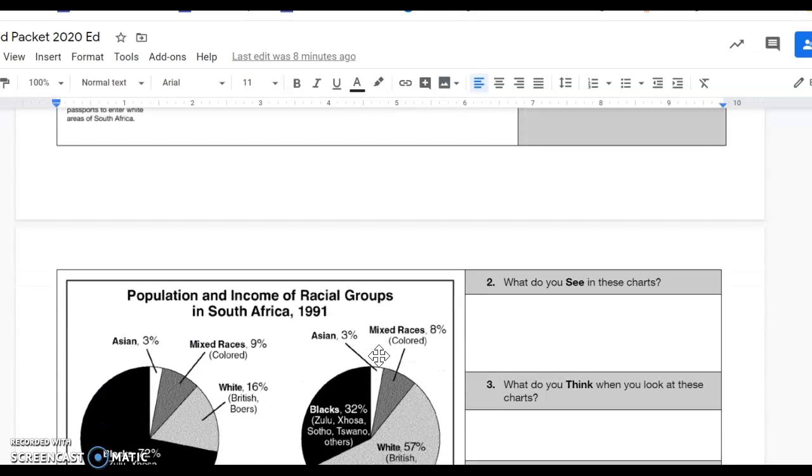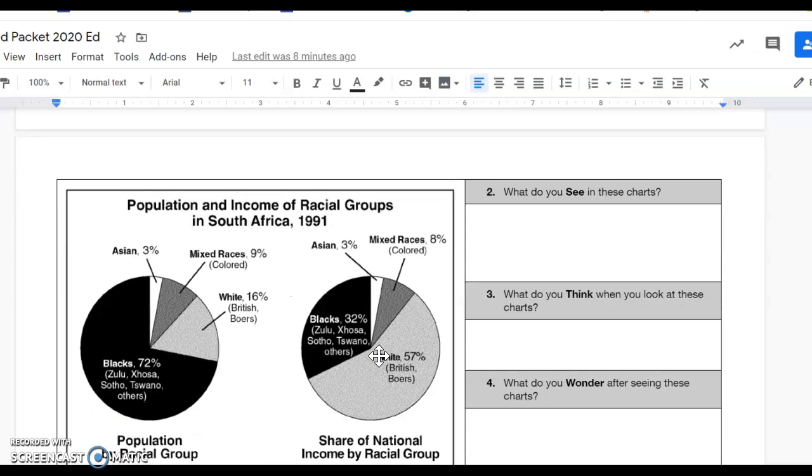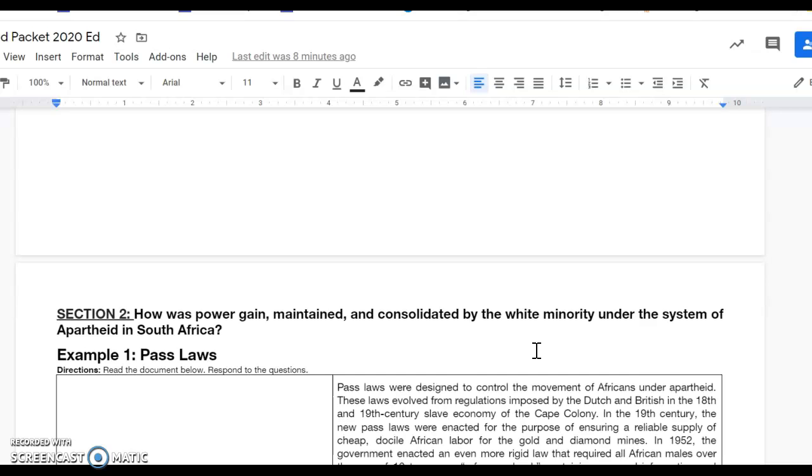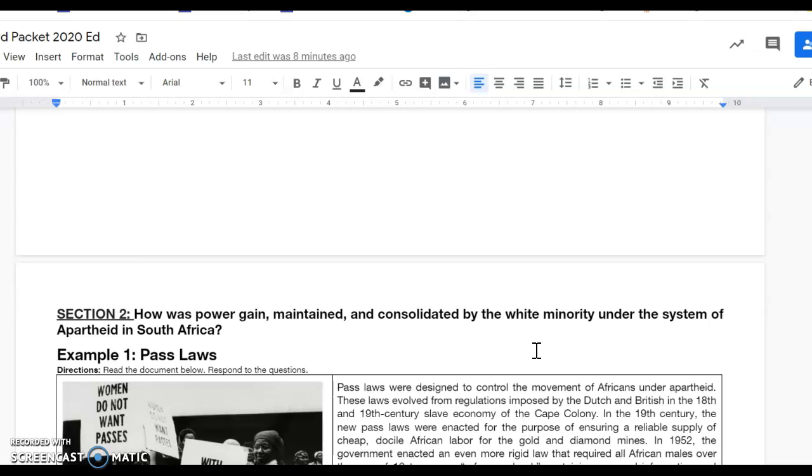Then we have a chart here with the introduction, and for each question here, you can give an example. Section two is how power was gained, maintained, or consolidated by the white minority under the system of apartheid in South Africa. We're going to go over two specific examples.